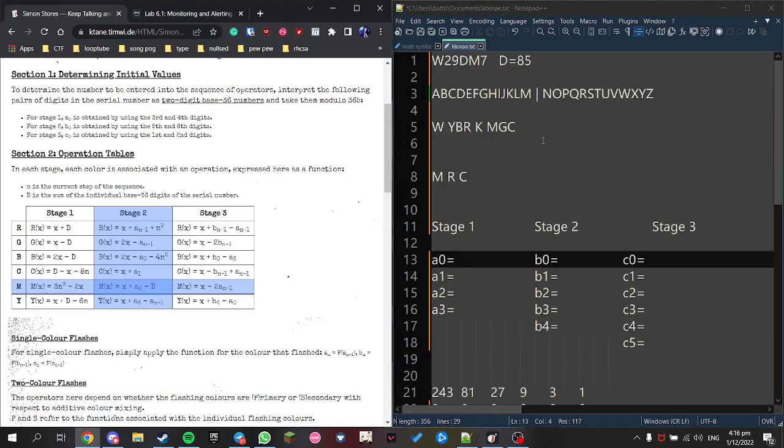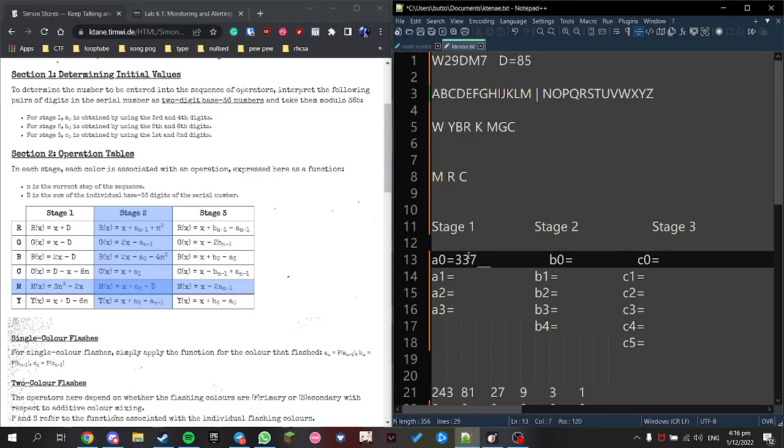So 9 Delta, so 9 times 36 plus A, B, C, D, so 4 plus 9, so that's 337. Okay, B0 is the fifth and sixth digits, so Mike 7. So it's 13 plus 9 times 36 plus 7. So it's 799 minus 365 minus 365. It's 69. Nice.